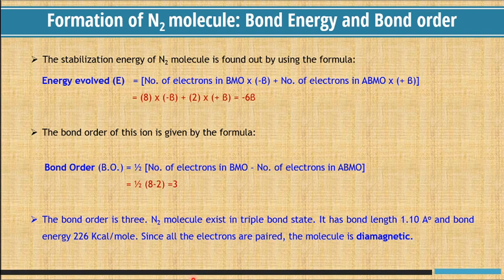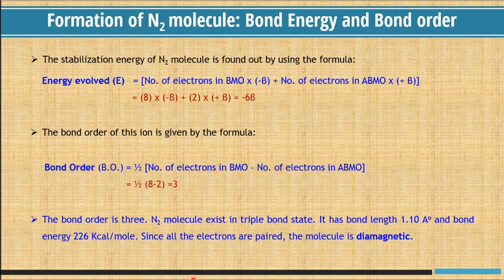The nitrogen molecule exists in a triple bond state. It has a bond length of 1.10 angstrom and a bond energy of 226 kilocalories per mole. Since all the electrons are paired, the molecule is diamagnetic.